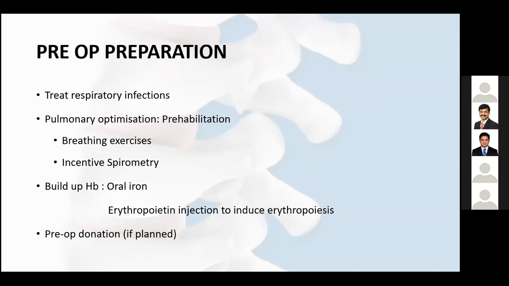If there is any respiratory infection, it should be treated, and it is important to build up the hemoglobin. It can be given either by oral iron, and to induce erythropoiesis, erythropoietin injection can be given. And if we are going to plan for any autologous donation prior to the procedure, the erythropoietin injection should be given, which increases erythropoiesis, and it will later help in doing autologous transfusion as well.